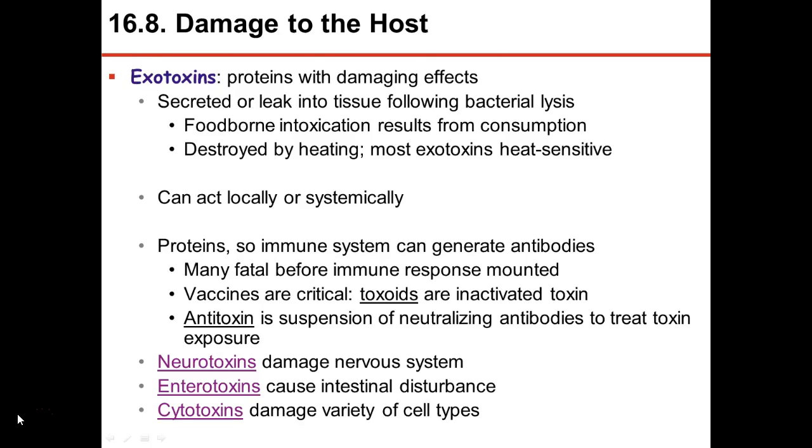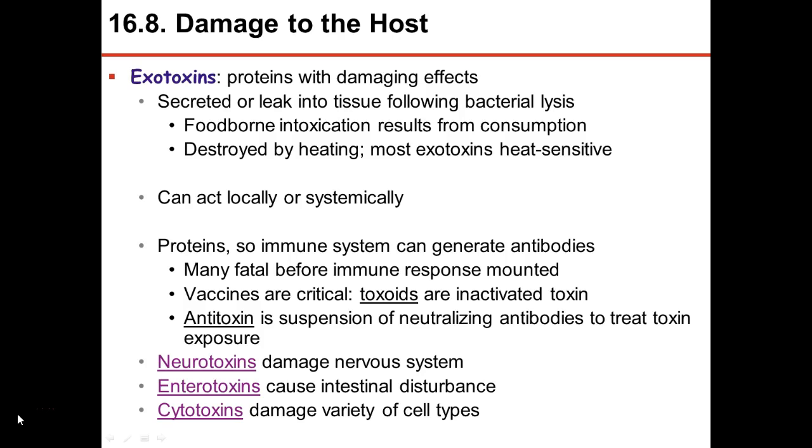So toxins come in two different types. We got exo and endo. Exotoxins are ones that are actually secreted by the bacteria. There's also a little caveat here that they can actually leak out of the bacteria after the bacteria is killed. So if the bacteria lyses in any sort of way, some of these toxins can actually leak into the tissue and still be just as effective as if they were secreted.